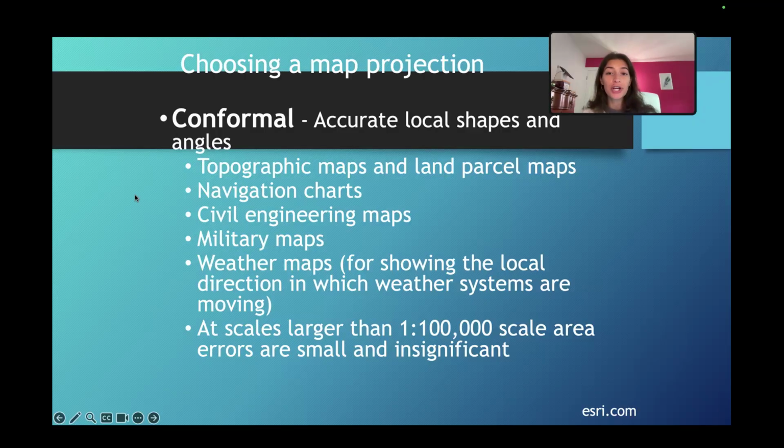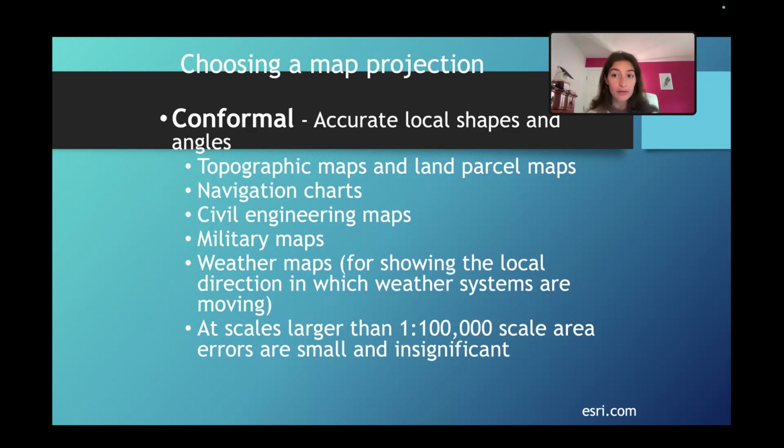A conformal projection is again accurate for local shapes and angles. Topographic maps and land parcel maps will utilize a conformal projection. Navigation charts, civil engineering maps, military maps, weather maps. At scales larger than 1 to 100,000, the scale and area errors are small and insignificant.